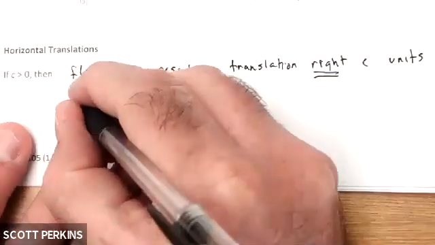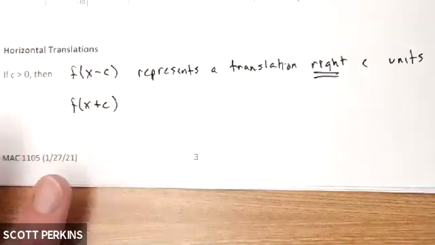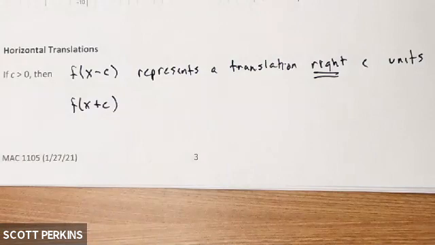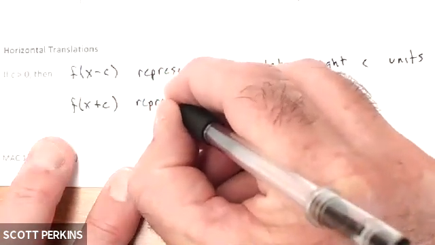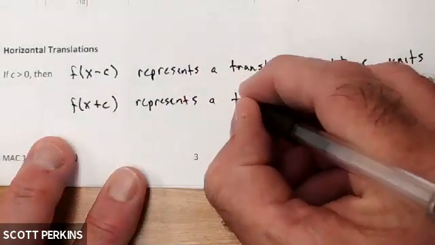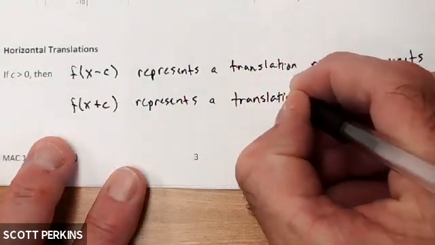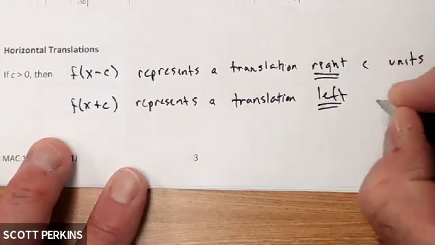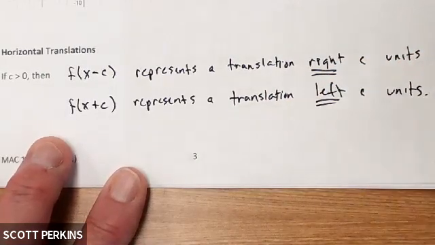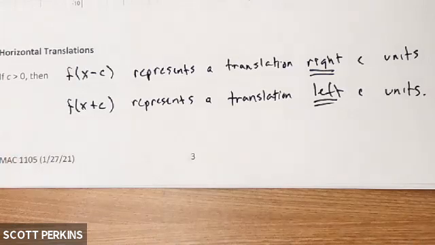So similarly, f of x plus c, when you see the plus c, it does not mean go in the positive direction. Break that habit for the horizontal direction. This represents a translation left, or in the negative direction, c units. I understand why that is tough to learn. I get it. It doesn't seem kind of natural. So that's why practicing is important, to break yourself of the habit that you might want to develop.